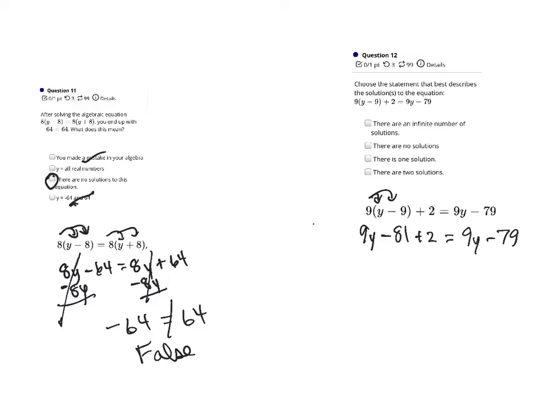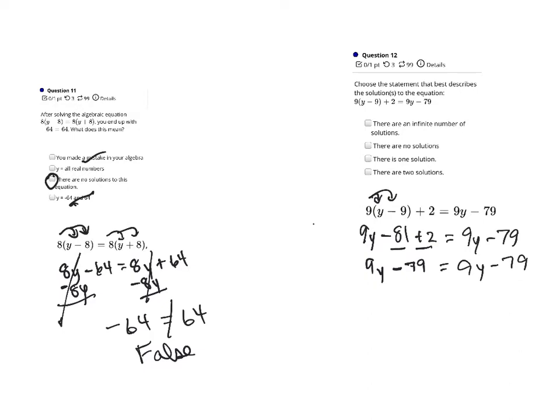Let's collect like terms on that left side. Negative 81 plus 2. Those are like terms. Signs are different, subtract. Take the sign of the larger, so it's going to be a negative. And 81 minus 2 will give us 79. Now notice something. Is everything on the left exactly like everything on the right? It is. So that means everything is going to cancel.